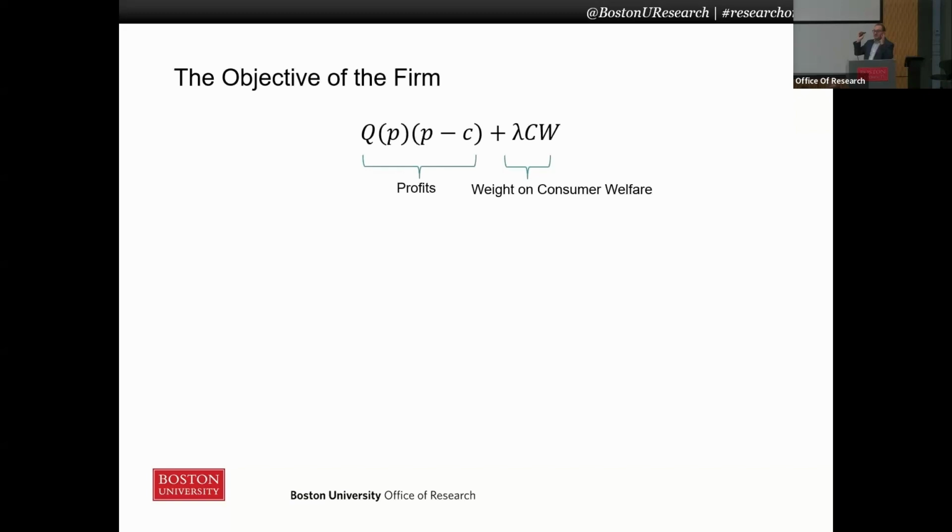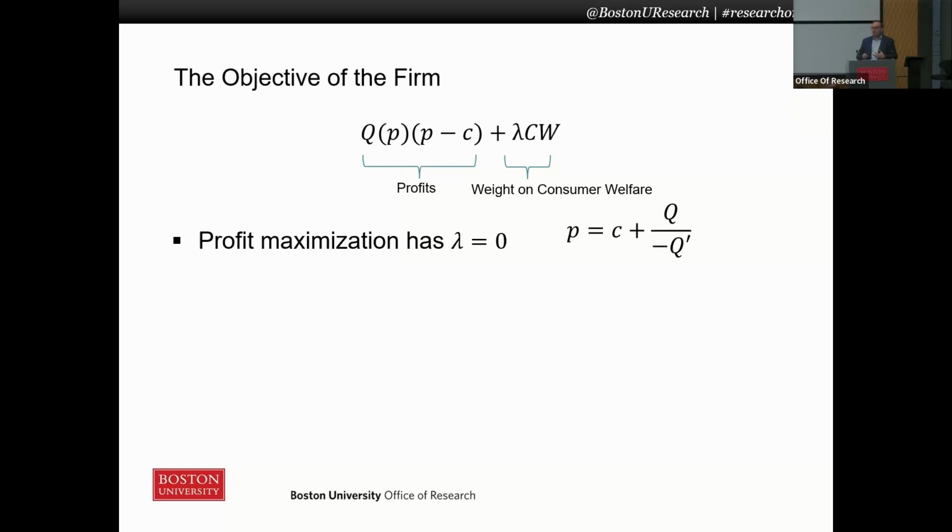And so if we think about the objective of the firm, we can lay out a very standard profit maximization objective: quantity, which is a function of price, Q of P, times price minus cost, profits. And we could augment that with some weight on consumer welfare that shareholders might want firms to place. So that's going to be lambda times CW, consumer welfare.